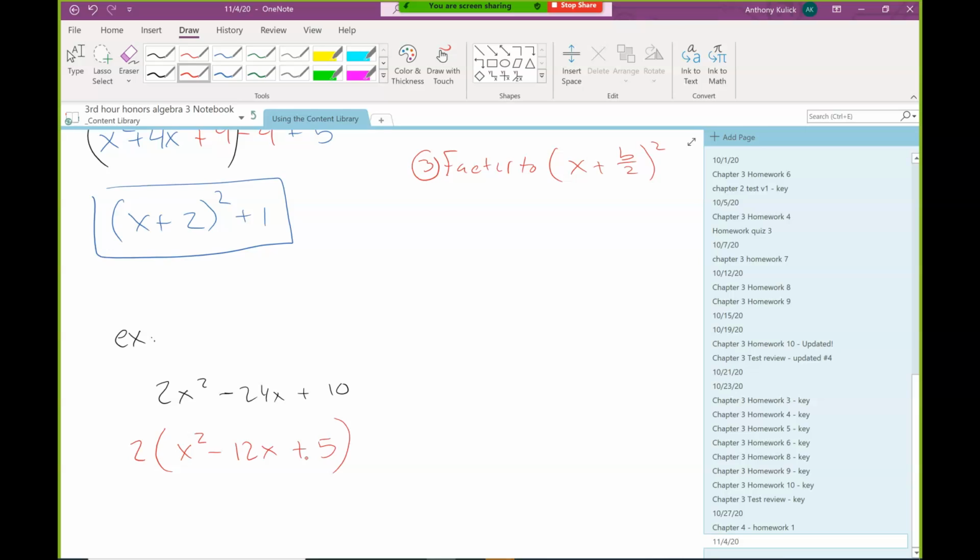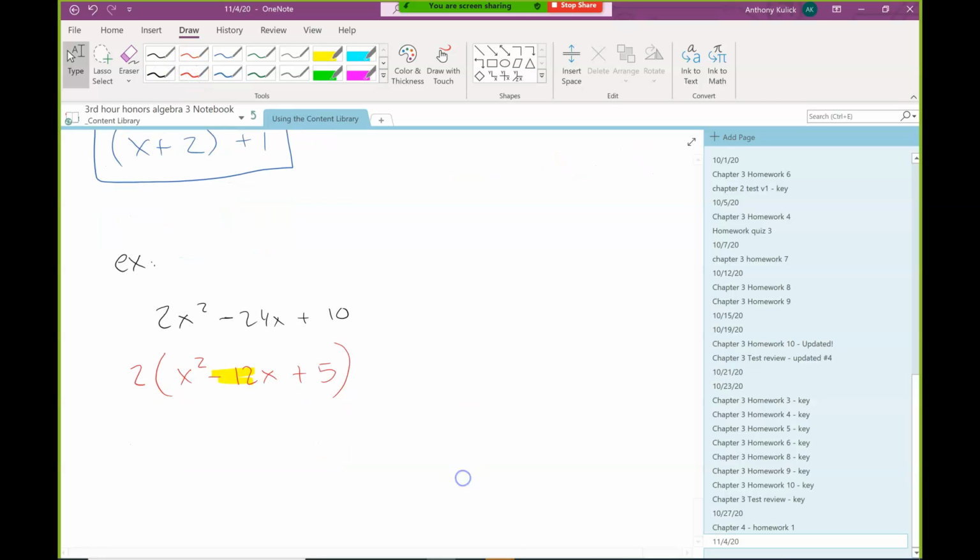Everybody so far so good? So my b in this case is really this negative 12, just FYI. We're no longer looking at the negative 24. That's not really our b because we factored this piece out. Okay with that? So now we're going to add that b over 2 squared. So b divided by 2 is 6. 6 squared is 36.